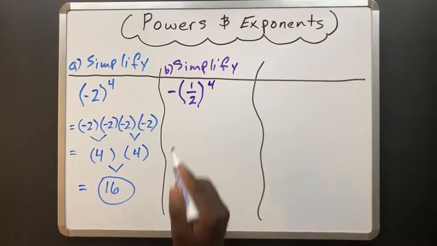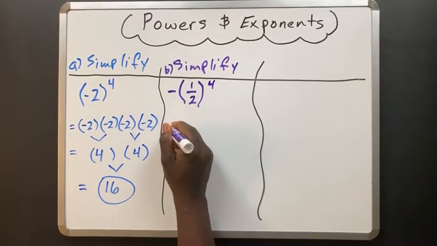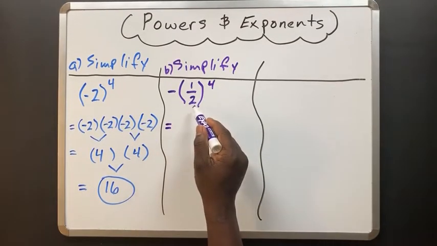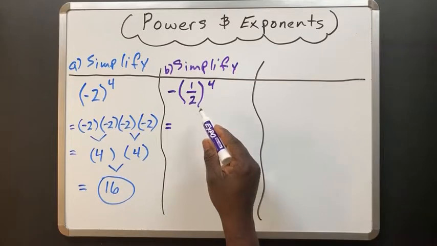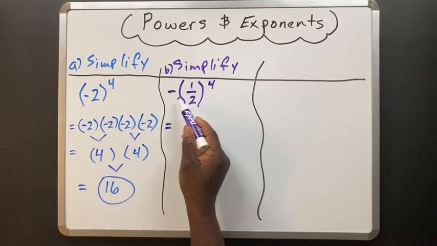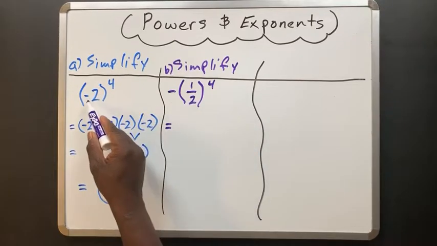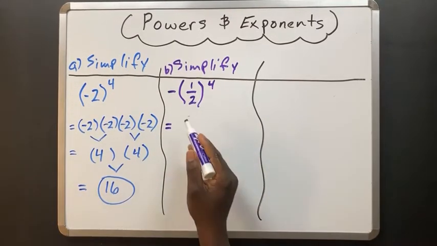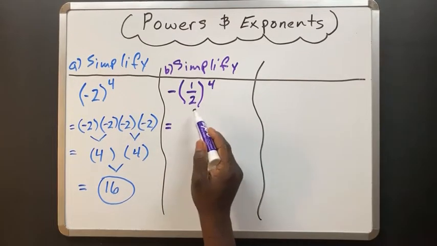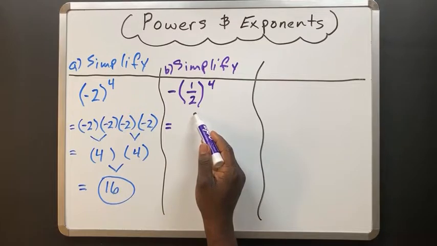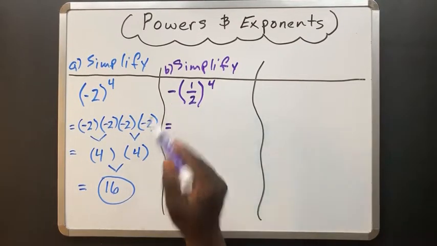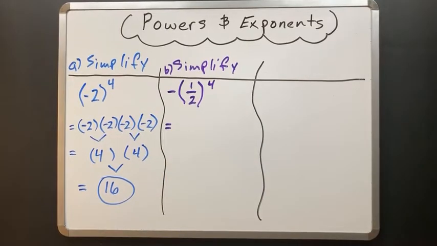Okay, now, remember, you see that negative right there? That negative means negative 1. So it's really negative 1 times 1/2, and the 1/2 is what's raised to the 4th power. Notice the negative is on the outside of the parentheses. Here it was on the inside. So what we're really saying is take 1/2, multiply it by itself 4 times, and then whatever number you get, multiply that number times negative 1. That's really what it means.